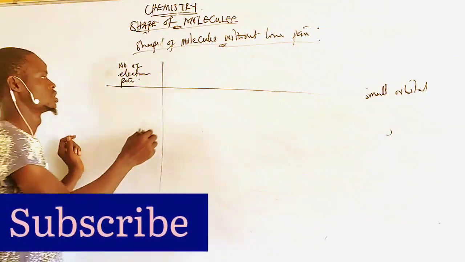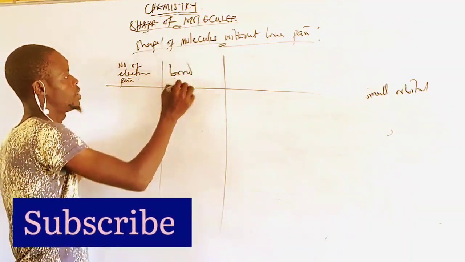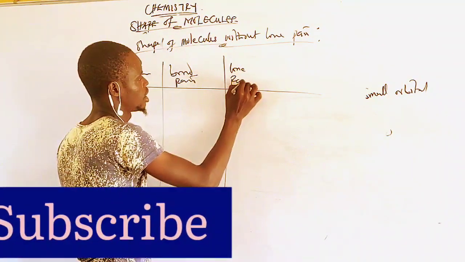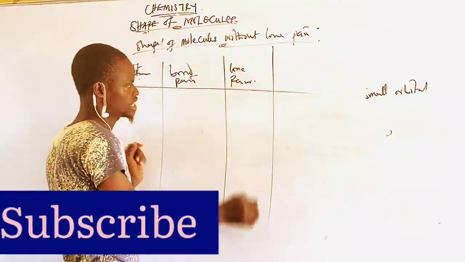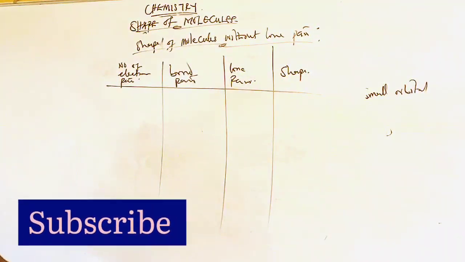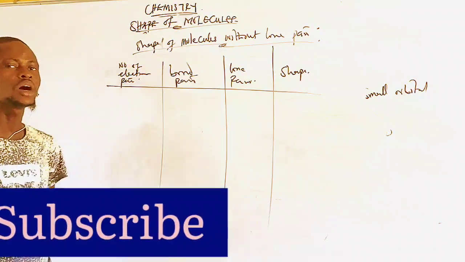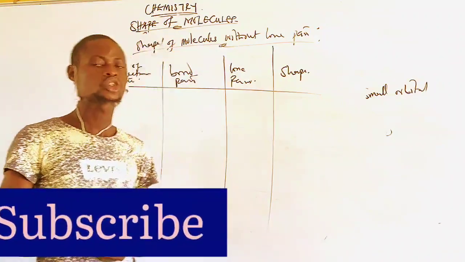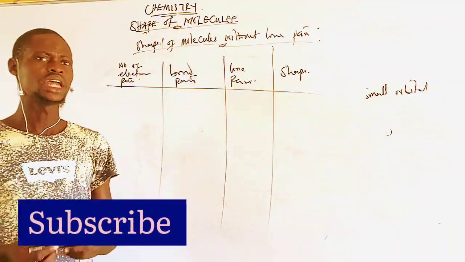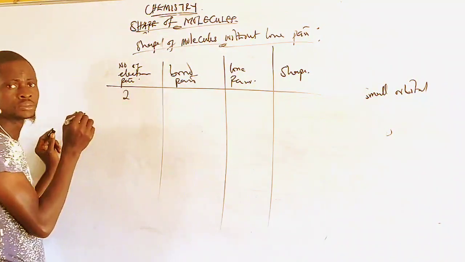Number of electron pair, bond pair, lone pair. Are you getting it? Then the shape of the molecule. Now, let's take note of this. The least number of electron pairs that we can have is 2. That is the least number of electron pairs that we can have, 2. Are you getting me?